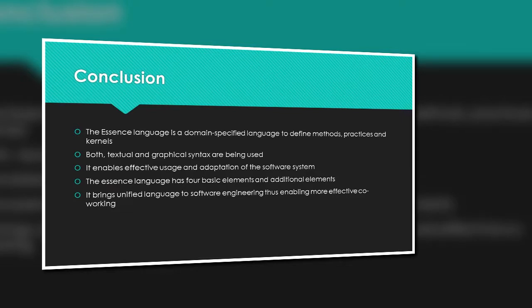Here's a brief conclusion of what we learned about the Essence language. The Essence language is a domain-specific language to define methods, practices, and kernels. Both textual and graphical syntax are being used in the Essence language. It enables effective usage and adaptation of the software system. The Essence language has 4 basic elements and additional elements. It brings a unified language to software engineering, thus enabling more effective co-working.